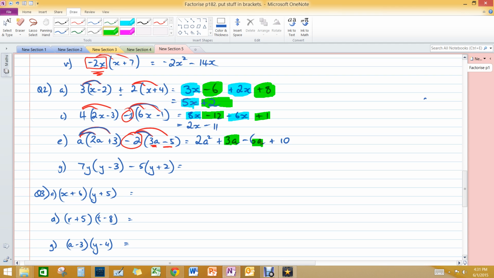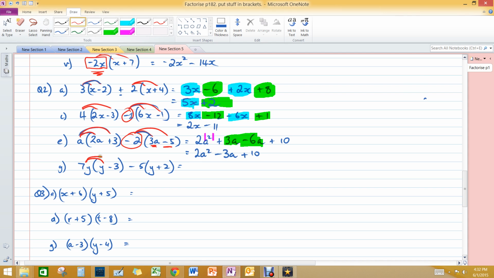Yes, we can. 3a minus 6a. Now notice here how we have a squared. We can't actually add the 2a squared to the 3a because they're not like terms. So we just have to stick with the 2a squared. 3a minus 6a is going to be minus 3a plus 10.